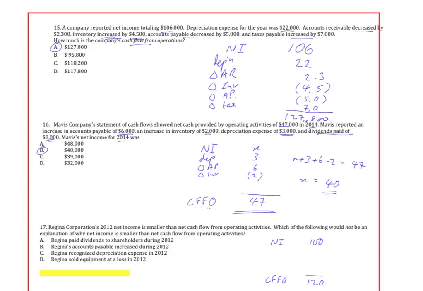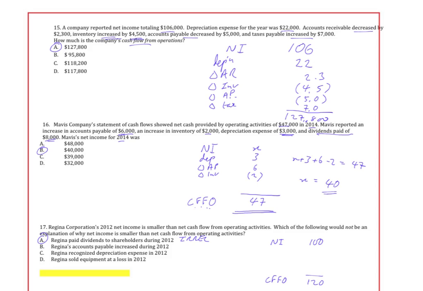A. Regina paid dividends to shareholders? Well, that's completely irrelevant, so I hope that's the answer. Which of these would not be a reason? Definitely that one. Let's hope the others are possible reasons.